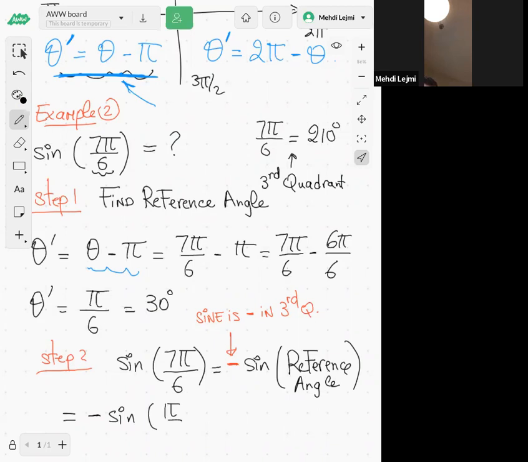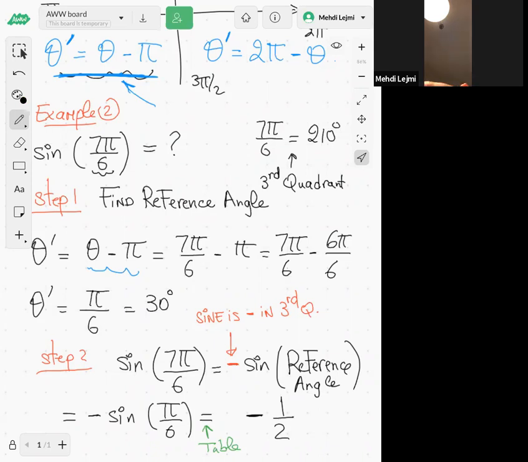So now I check my table. And if you check your table, sine of pi over 6 will be half. So this is equal to negative 1/2.